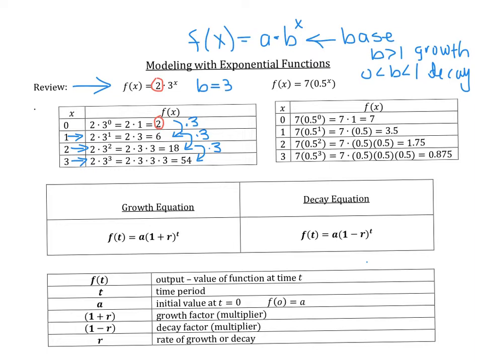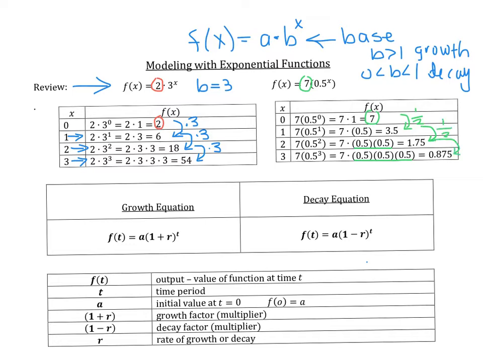Okay, same thing happens for decay. Let's start out with x is 0, you're just going to have the a value, which is 7. When x is 1, you're going to multiply 7 by 0.5 to the power of 1, which is multiplying 7 by 0.5. So it's going to decrease, because when you multiply a number by 1/2, it declines. Every single time you're multiplying by 0.5, the value of your function declines by 1/2, or by 50%. You're multiplying by 1/2 every single time, because 0.5 is the same thing as 1/2.